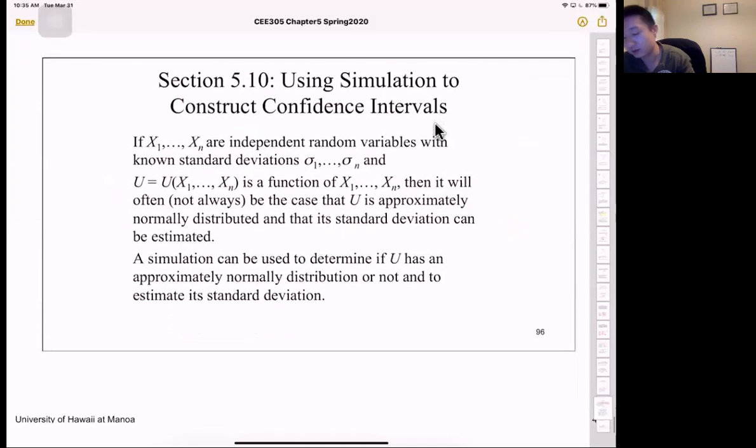All right. So the last section in chapter 5 is 5.10. There's no equation shown here. It just shows us how we can use software, use simulation, to construct a confidence interval. Okay. So if x1, x2, ..., xn are independent random variables with different standard deviations, sigma 1, sigma 2, ..., sigma n, and if u is a function of x1, x2, ..., xn, then in most cases u will also follow a normal distribution, but not always. So we can use software, use simulation, to determine whether u follows a normal distribution or not.